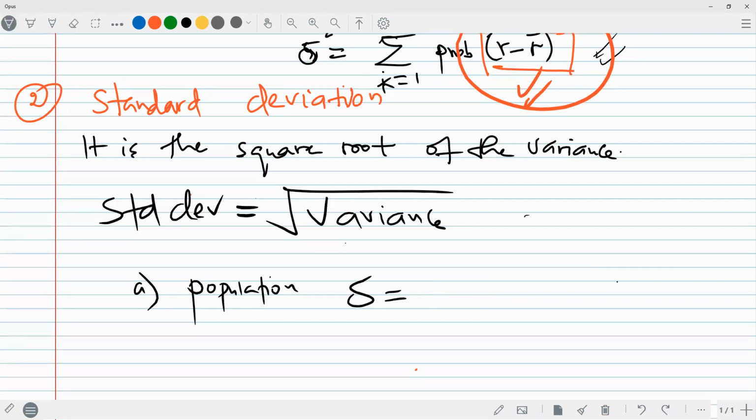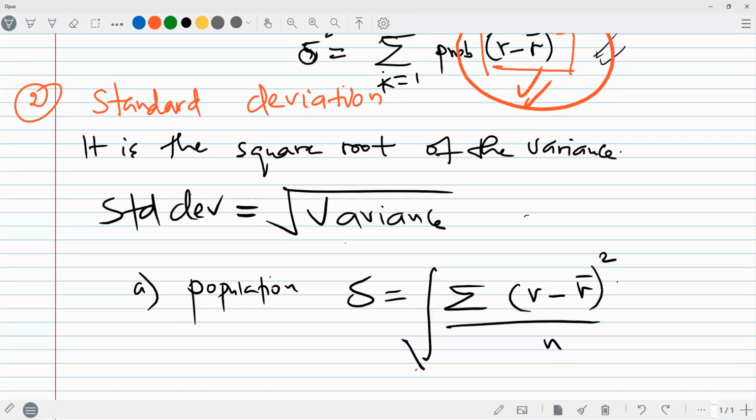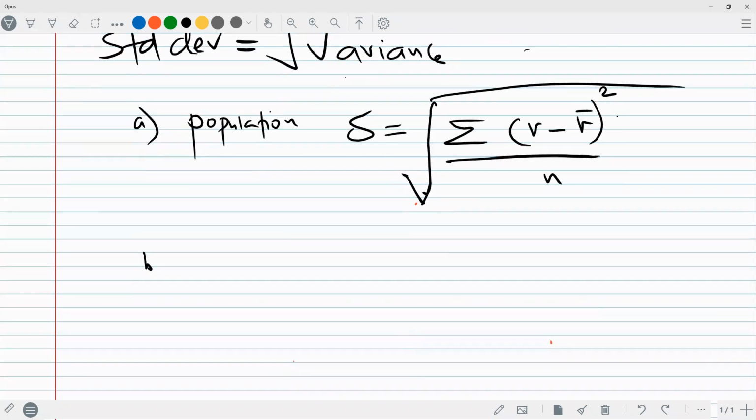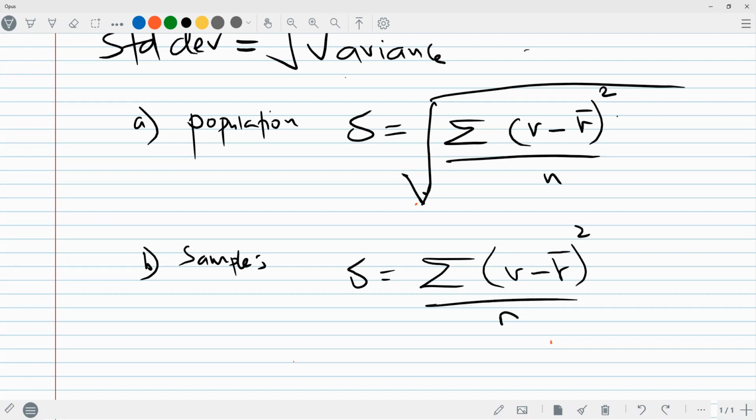Let me just get the variance first. Sum of deviation squared, divide by n, and get the square root. That gives us the standard deviation in case of population. In case you're dealing with a sample, it will be equal to the sum of deviation squared, we divide by n minus 1 and get the square root.